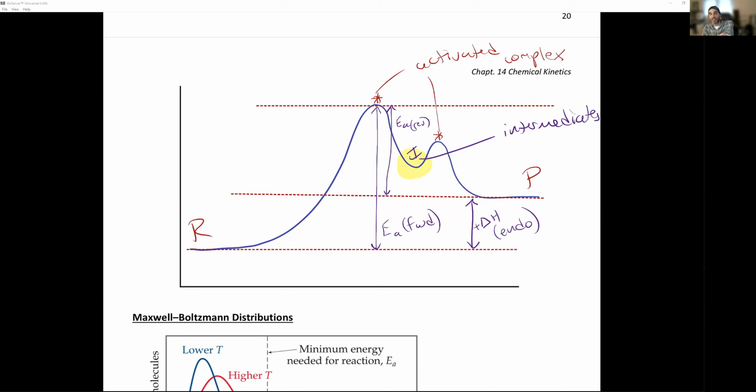An intermediate is something that forms and then is immediately consumed. So we'll see a handful of these in our other examples below, but the intermediates are something that are consumed right after they're formed. Good. Oh, so I labeled the axes: energy. Again, this is the reaction coordinate or reaction progress.